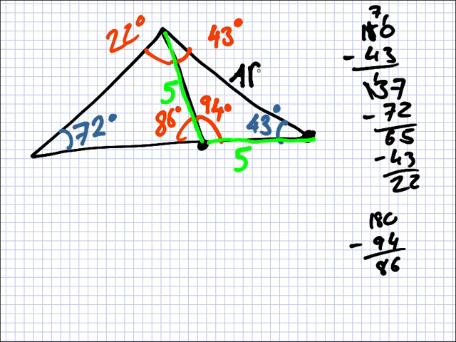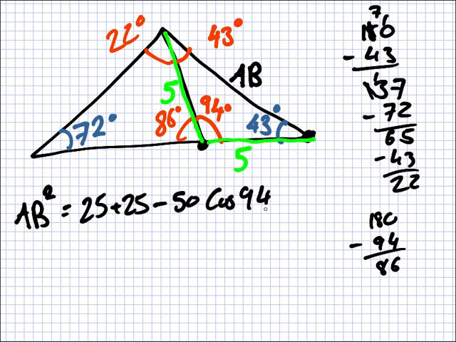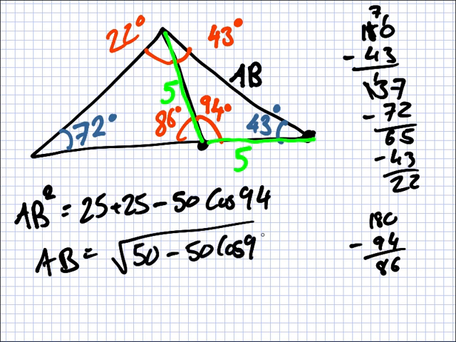Cosine rule's fine, yeah. Both actually work here, don't they? AB squared equals 5 squared plus 5 squared minus twice 5 by 5 cos 94. So then that means AB is the square root of 50 minus 50 cos 94. What did you get there?